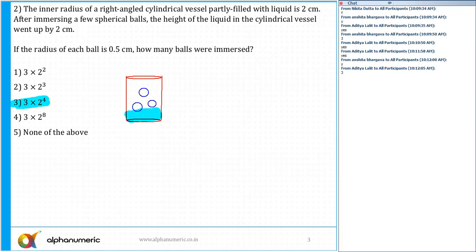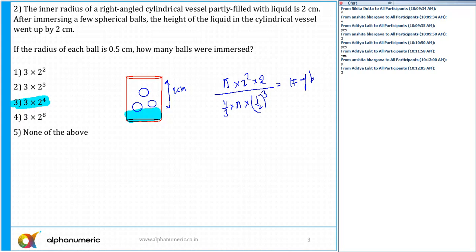So if I say this is a height which is equal to 2 centimeters, this particular volume will be equal to how much? The volume of a cylinder is always pi r square h. Radius of the cylinder is 2, so I can say 2 square into height, which is 2. And this volume should also be equal to the volume of the spherical balls. Yes or no? So volume of each spherical ball is 4 by 3 into pi into r cube. And the radius of each is 0.5, so that is 1 by 2 whole cube. And that will give me the number of balls.